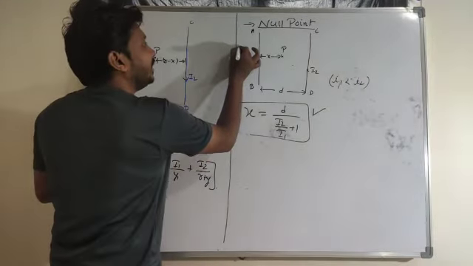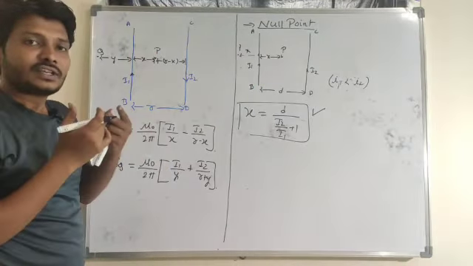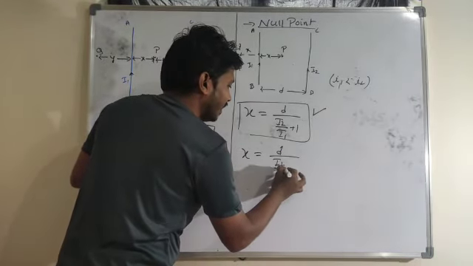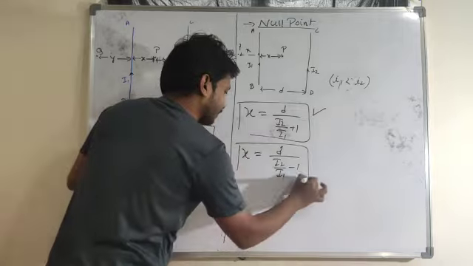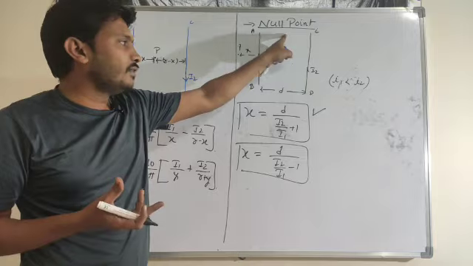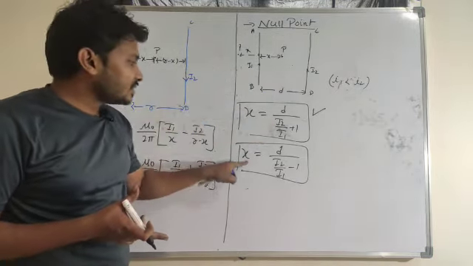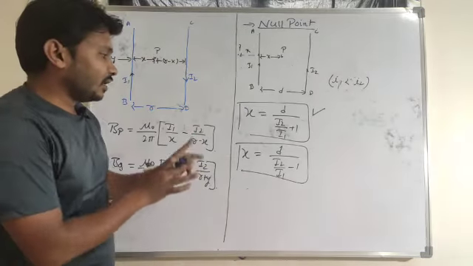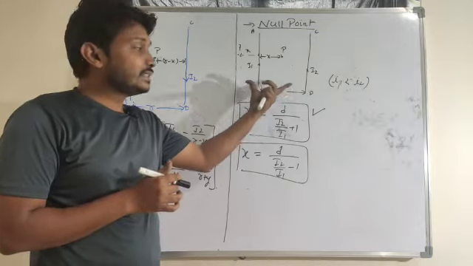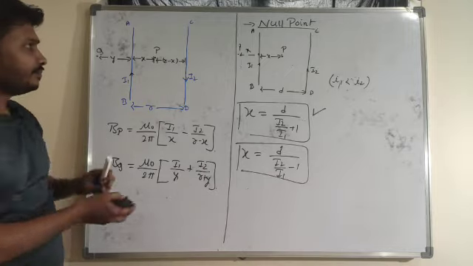Suppose the null point exists outside the wires, then the null point formula is x equal to d divided by I2 by I1 minus 1. This is the connecting formula to get that null point, or zero magnetic field value, between the wires. Outside the wires, this will be the connecting formula. So hope you will remember this formula. So that is the null point in case of two wires placed parallel to each other.